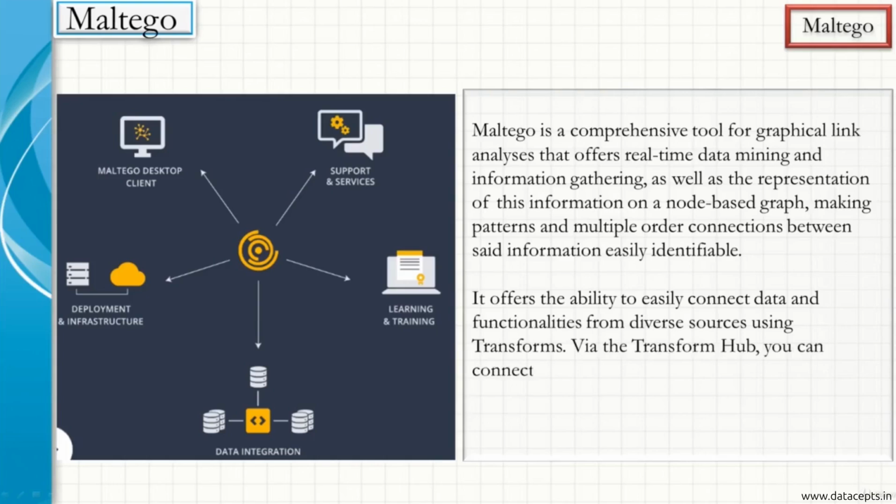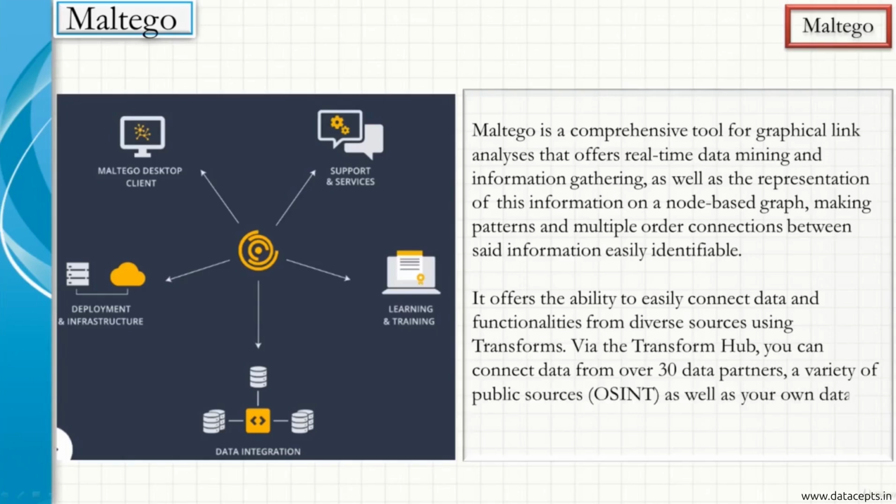Via the Transform Hub, you can connect data from over 30 data partners, a variety of public sources such as OSINT, as well as your own data. Let's have its demonstration right now.